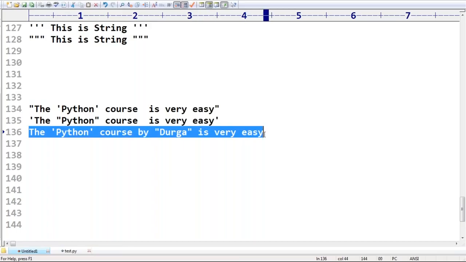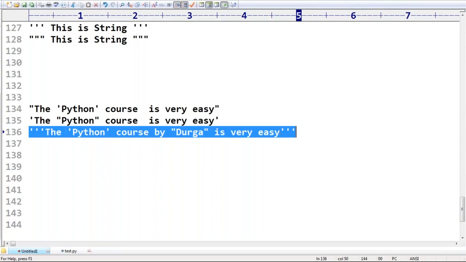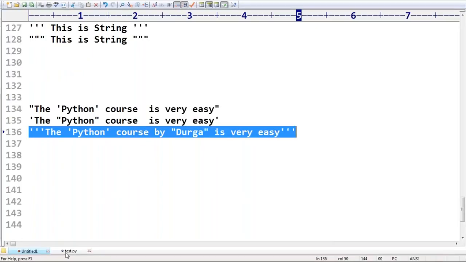Can I enclose within single quotes? No. Can I enclose within double quotes? No. Then in your string literal, if you want to use a single quote or double quote as a symbol, then we have to enclose within triple quotes. Triple double quotes or triple single quotes, no problem at all. Itself is acceptable. Observe that.